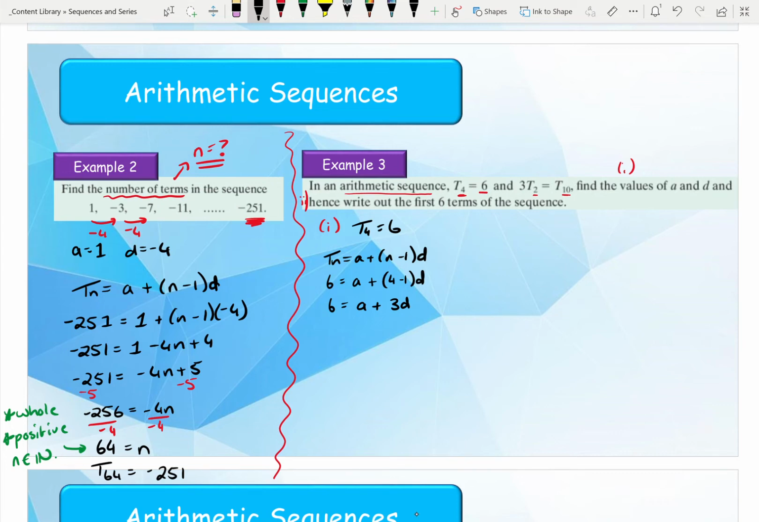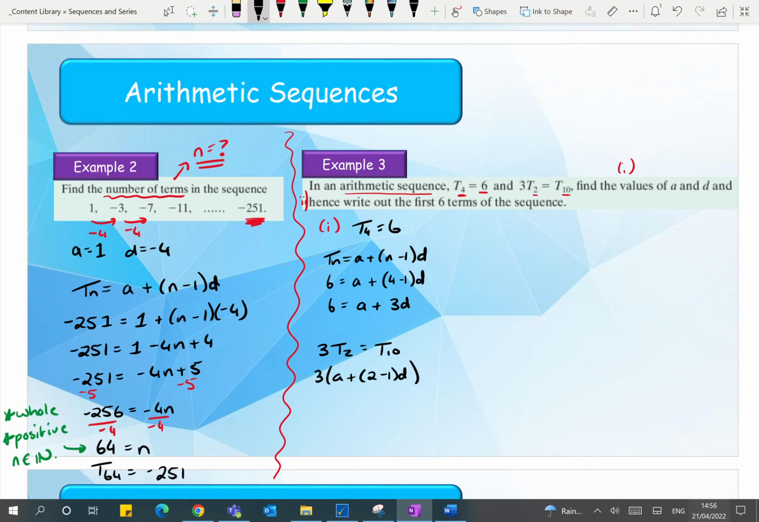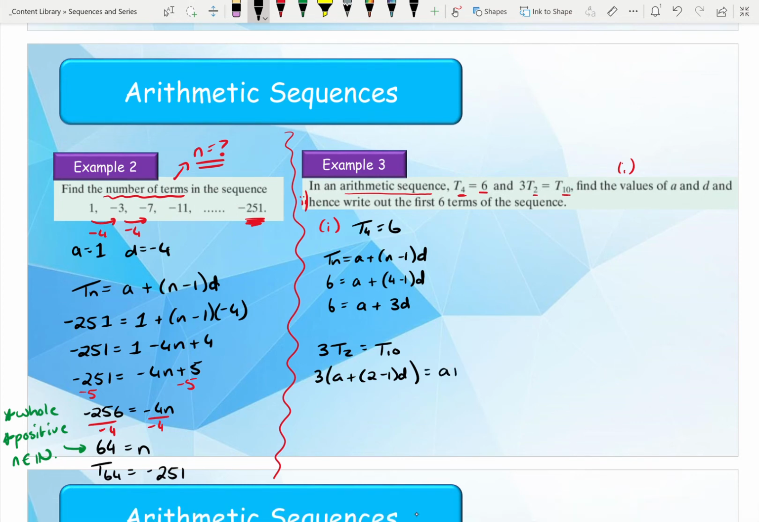So I'm going to go again here, where I have 3 by term 2 is equal to term 10. So this time it doesn't tell me the value, but it tells me that when n is equal to 2 and I times it by 3, it will give me term 10. So I'm going to use my general formula here, but instead of n, I'm going to put in 2. So that's where my a plus 2 minus 1 times d comes from. And then here I have a plus 10 minus 1 times d. So that gives me 3 by a plus d is equal to a plus 9d.